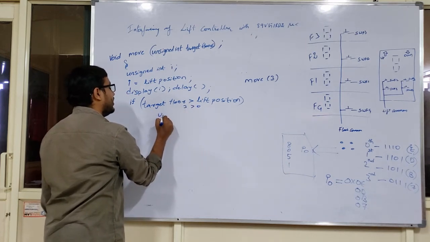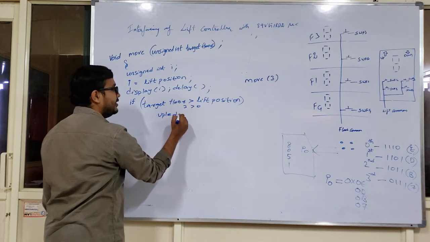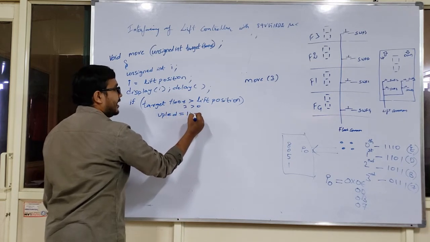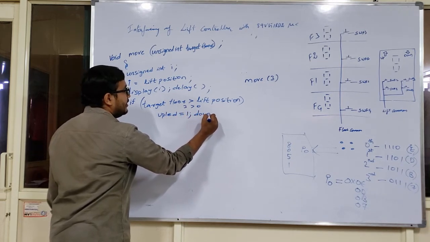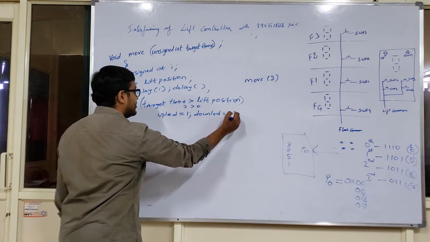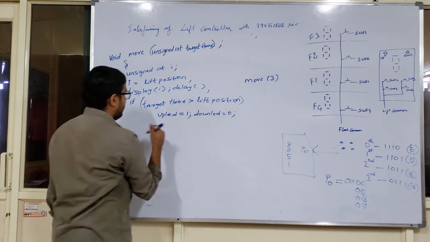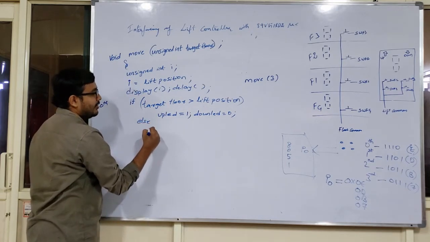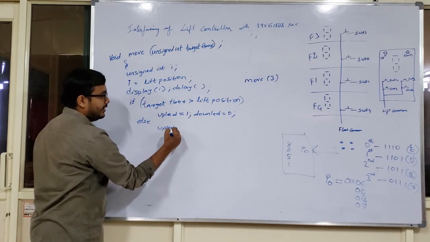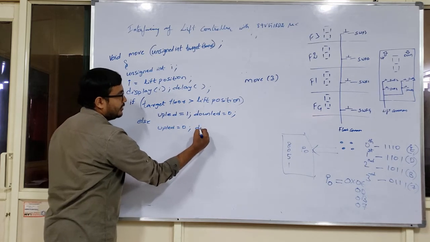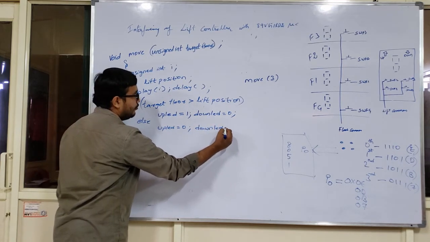If target floor is 3 here and the lift position is in the ground floor, what will be the status of my up LED and down LED? Up LED will be equal to 1. Correspondingly, down LED is equal to 0. These are the status of up LED and down LED. If not, else what happens? Up LED will be equal to 0 and down LED is equal to 1.